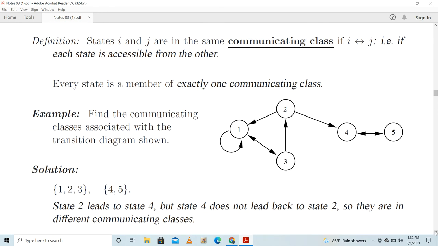So, by looking at the transition diagram, we have to check whether all the states are communicating with each other. If all the states are communicating with each other, the whole transition diagram belongs to one communicating class. If not, as can be seen in this example, states 1, 2, 3 are communicating with each other, and 4 and 5 are communicating with each other. So, in that case, we have two different communicating classes.